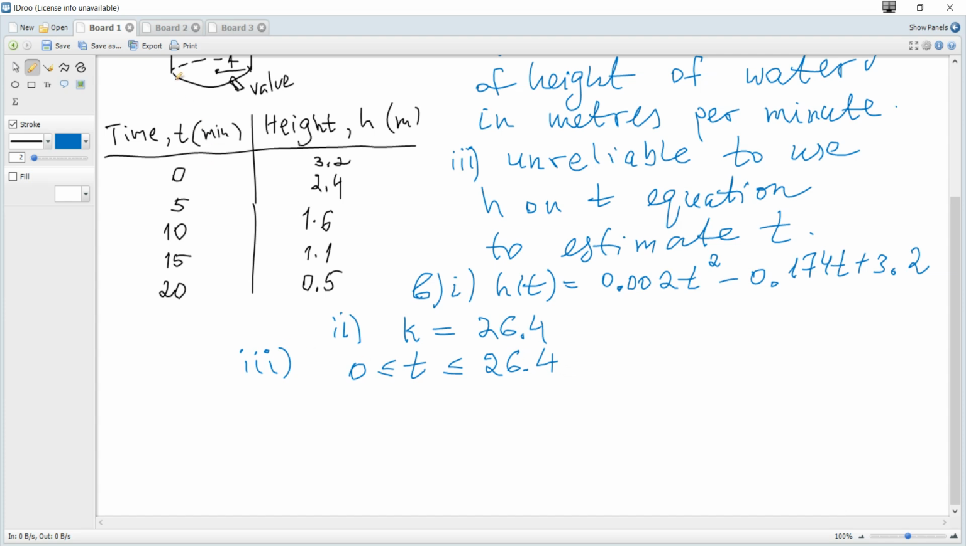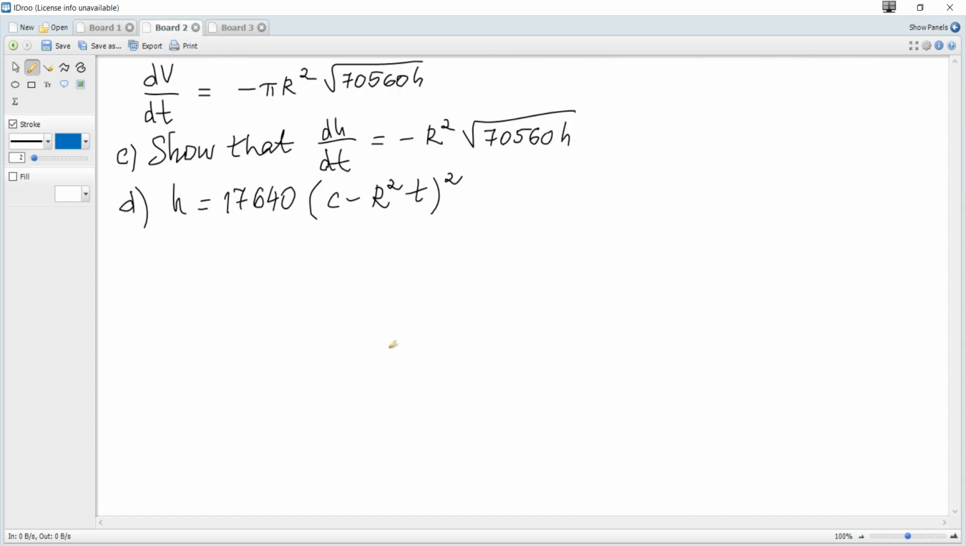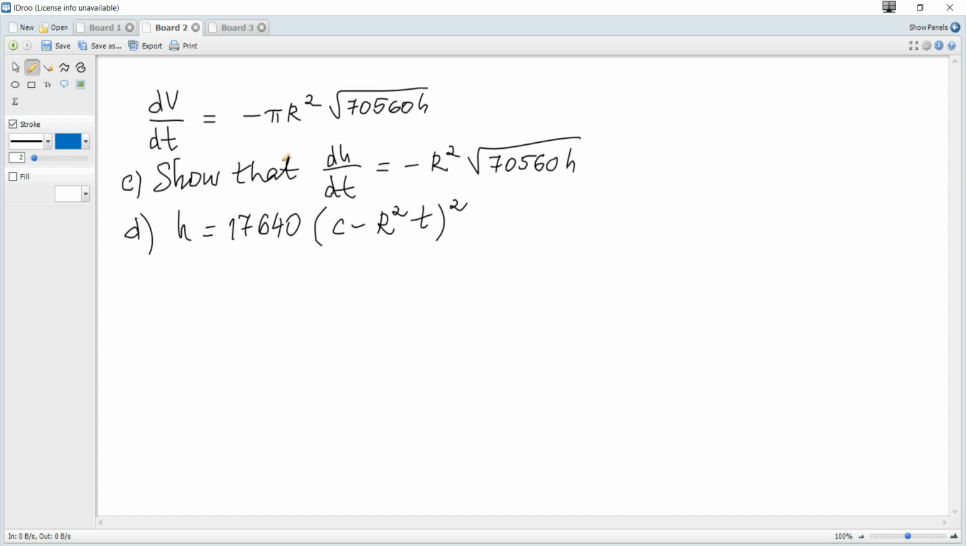The next, let V be the volume in cubic meters of water in the container at time t minutes. Let R, capital R, be the radius in meters of the circular valve. Don't get confused, it's not the radius of a cylinder, because the radius of the cylinder is 1 meter.